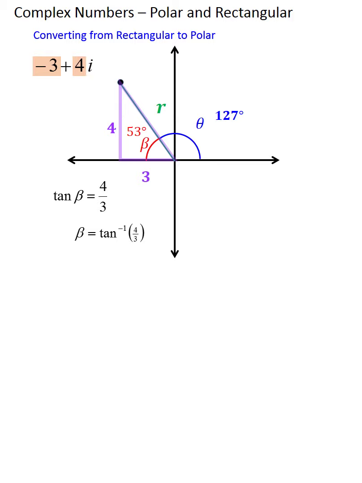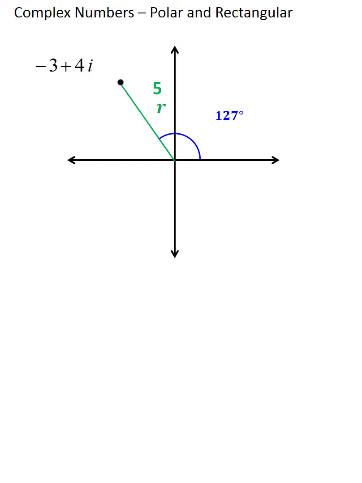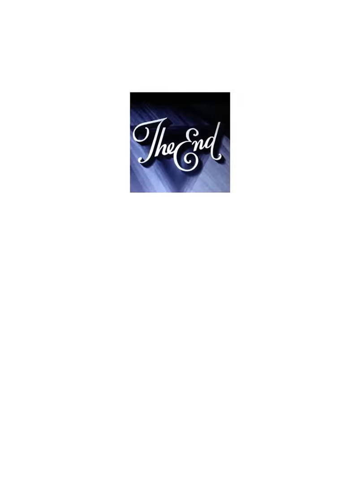I also need the modulus r. To do that, I could use the Pythagorean theorem to find r. I didn't show the algebra here, but some basic arithmetic will show that r is 5. And now that I know the distance and the angle of this complex number, I can express it in polar form or cosine i sine form, which is another version of that. And that concludes the lesson.